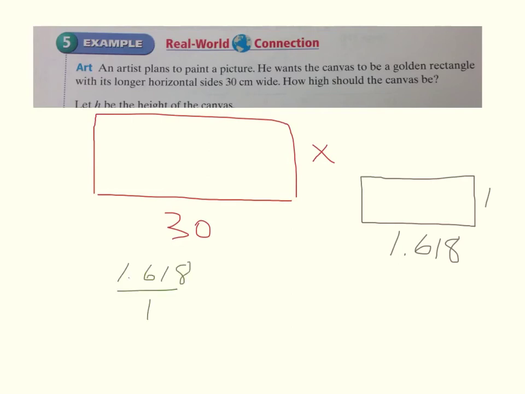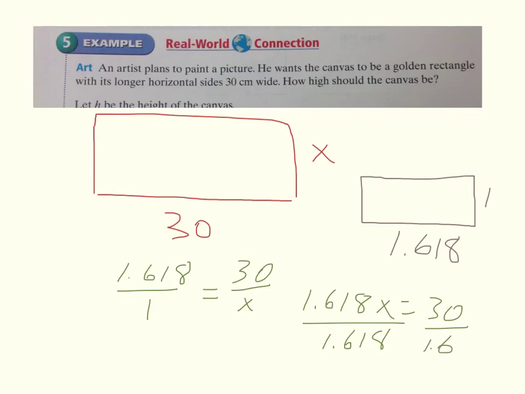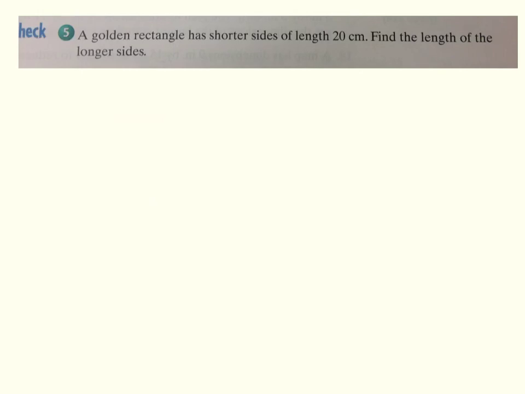1.618 over 1, and that's got to equal 30 over X. We do the cross products, 1.618X has to equal 30 times 1. Divide both sides by 1.618, and we get the height of our canvas. X is going to equal approximately 18.5.